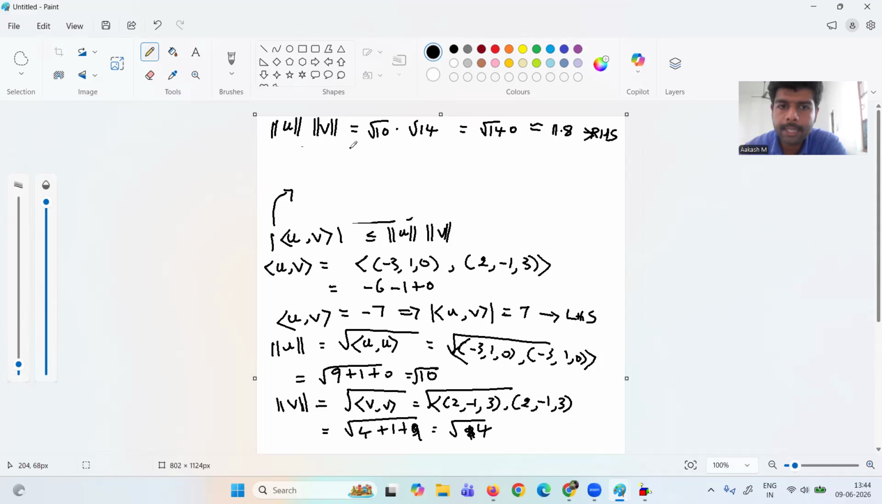So compare with this. What is your LHS? From here, you know the LHS is 7, and the inequality is 7 less than or equal to 11.8. So the condition holds. Like this, you have to satisfy the triangle inequality also.